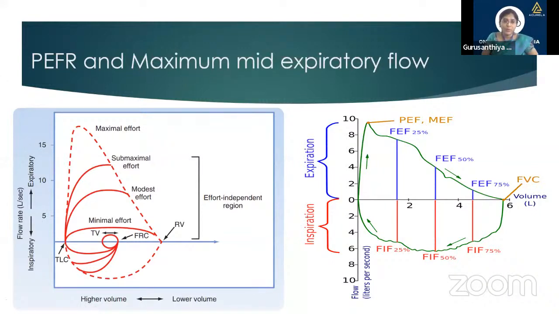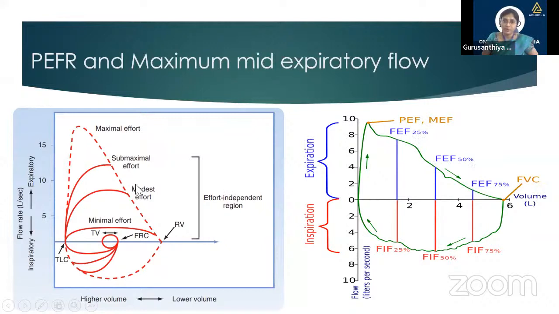So depending upon my effort, if I put a modest effort, my peak expiratory flow rate is going to increase. If I put a submaximal effort, again my peak expiratory flow rate is going to increase until the maximal effort. So the peak expiratory flow rate is effort dependent. This forms the pathway until this, it is actually managed by the larger airways, whereas this part of FEF 25% to 75% is actually managed by the smaller airways.